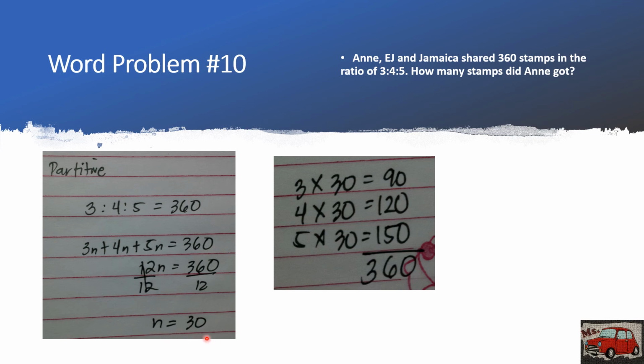Then, let's multiply it sa ratios natin. So, we have 3 times 30, that is 90. 4 times 30, that is 120. 5 times 30, that is 150. Then, when we add this, dapat 360 yung sagot. Okay? So, yung stamps ni Anne is 90. Yung stamps ni EJ is 120. And yung stamps ni Jamaica is 150.